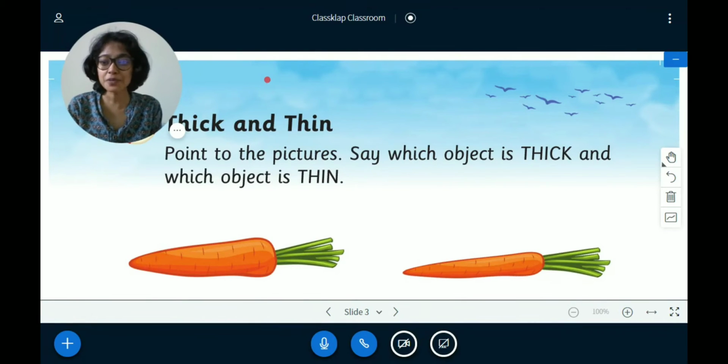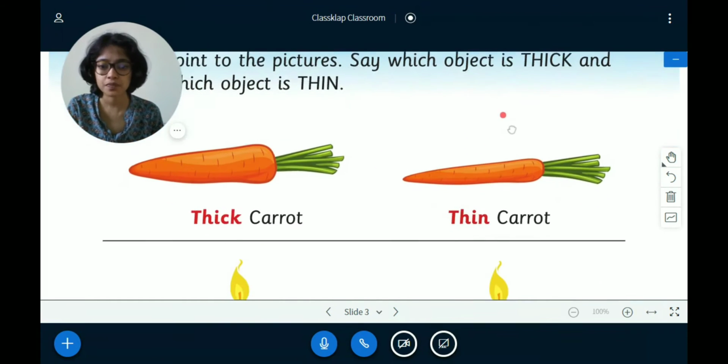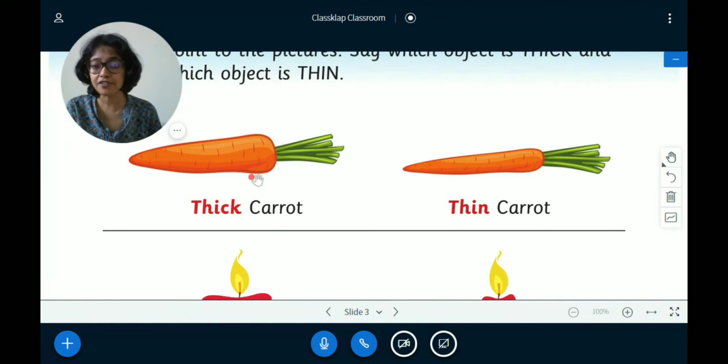So, now that we know a little bit about thick and thin objects, come, let us look at some more examples in our maths textbook. Over here we have two carrots. This is a thick carrot. This is a thin carrot. Thick, thin.